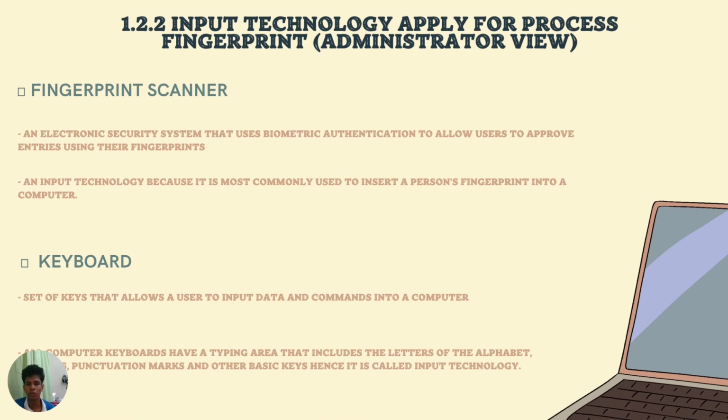We choose two. The first is fingerprint scanner and second is keyboard. For fingerprint scanner, a fingerprint scanner is an electronic security system that uses biometric authentication to allow users to approve entries using their fingerprints. It is an input technology because it is most commonly used to insert a person's fingerprint into a computer.